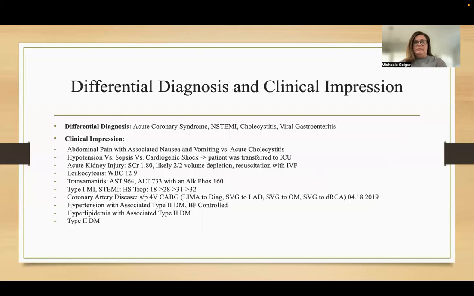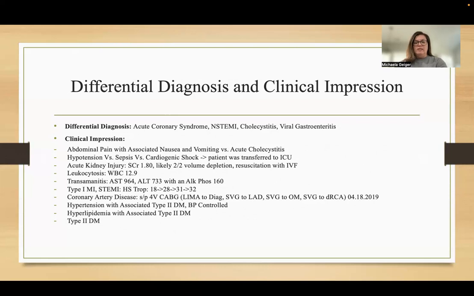Differential diagnosis: acute coronary syndrome, possibly an NSTEMI, cholecystitis versus viral gastroenteritis. Clinical impression: abdominal pain with associated nausea and vomiting versus acute cholecystitis. Hypotension versus sepsis versus cardiogenic shock. The patient was transferred to the ICU.